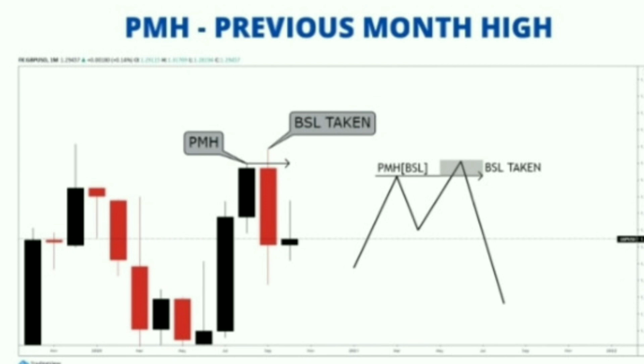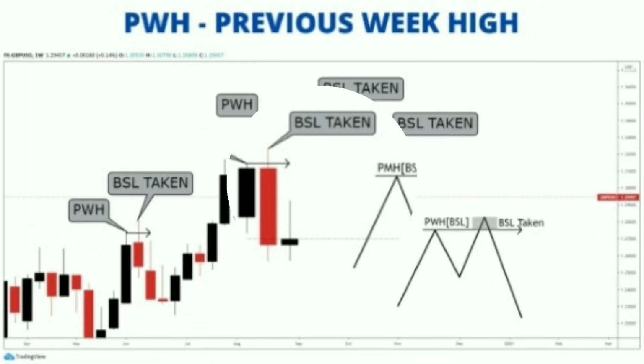In this chart, it is shown that the market is breaking the previous month high and hitting all the stop losses of the retail traders placed at that level. We can say that BSL is taken, and after the BSL, the market reverses to the downside with a strong bearish candle. Now we can discuss some other examples, like previous week high.